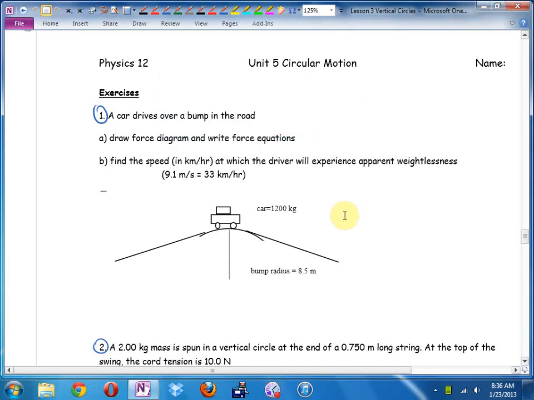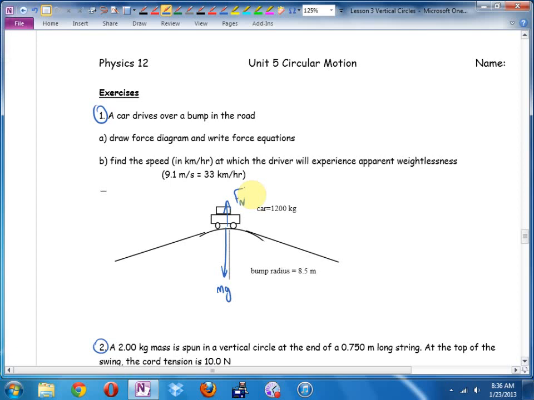So, setting up number 1. The car drives over a bump in the road, draw force diagrams. Right. So definitely we would have mg down, normal force up, yes? What is B asking us to find?